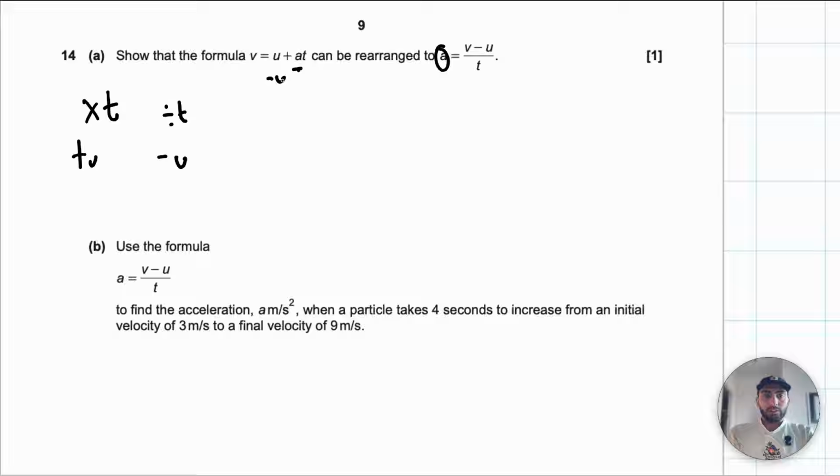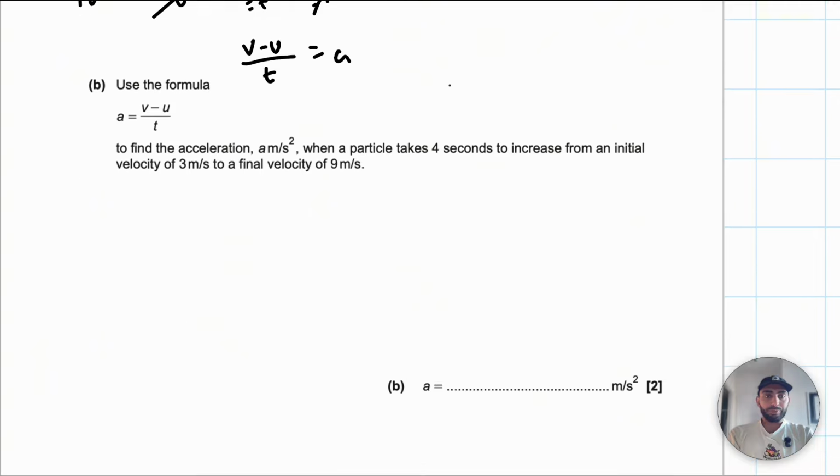Let's take away U first from both sides. So V take away U on the left hand side. This is going to cancel out on the right and we're left with AT. So we've done that bit. We need to divide everything by T. We divide this side by T and we divide this side by T. An easy way to write it is V minus U over T is equal to AT divided by T. So that T will cancel. We're just left with A, and we can see it's the same as what's given.